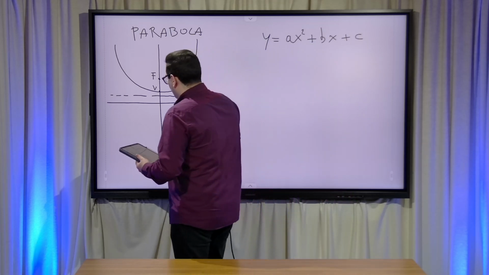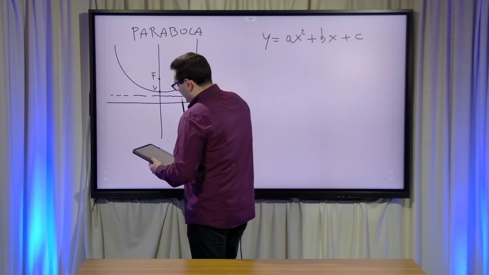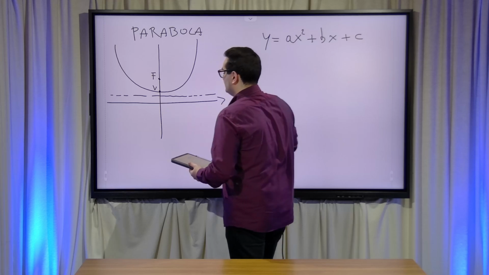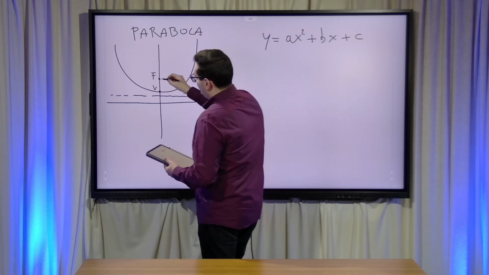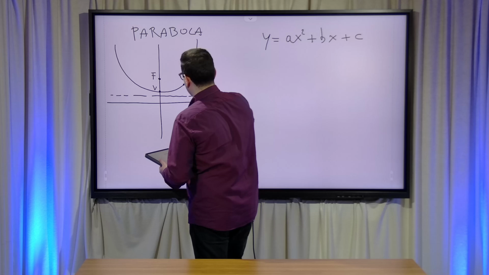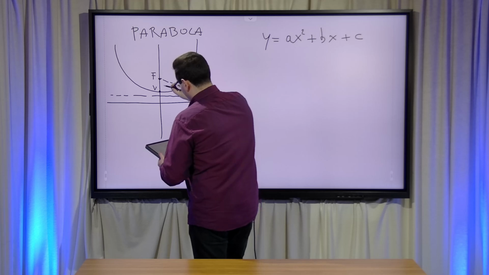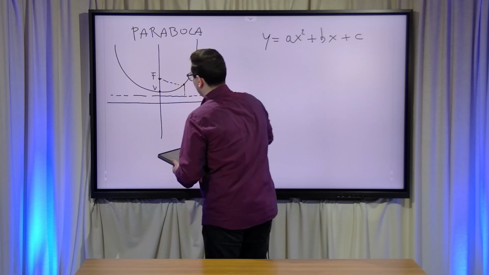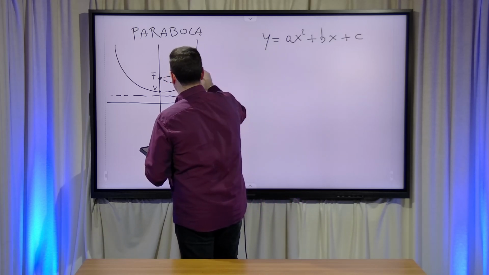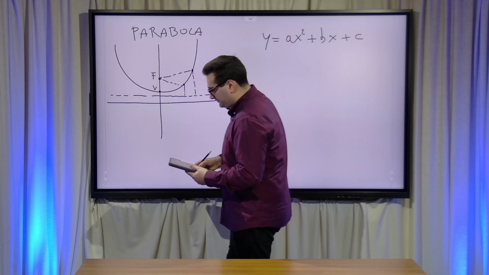We can define the parabola as the set of all points x, y in a plane that are equidistant from a fixed line, this one, that is called the directrix, and a fixed point here that is called the focus. So I'm saying that if I take this point here, these two distances are equal. Now from the drawing it's not true, but the definition is this one. So considering all these points, these distances have to be the same.